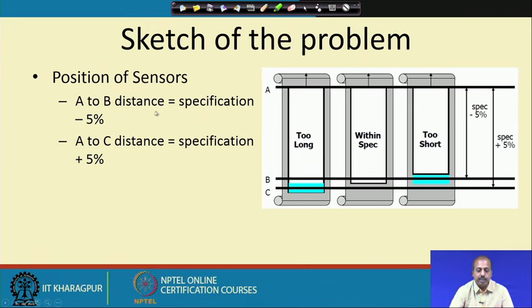So, A to B distance is the specification minus 5%. So, any rod that passes through this AB, so that is actually not acceptable. Similarly, A to C distance is specification plus 5%. So, that way that is also not acceptable. So, anything between this plus minus 5% is acceptable, but otherwise it is not.